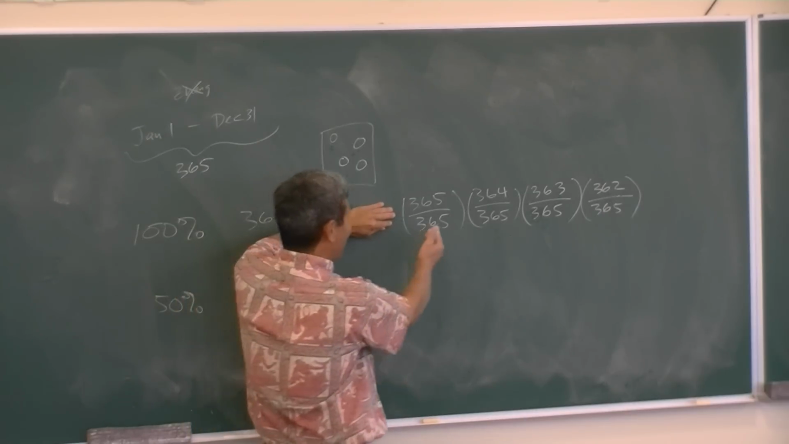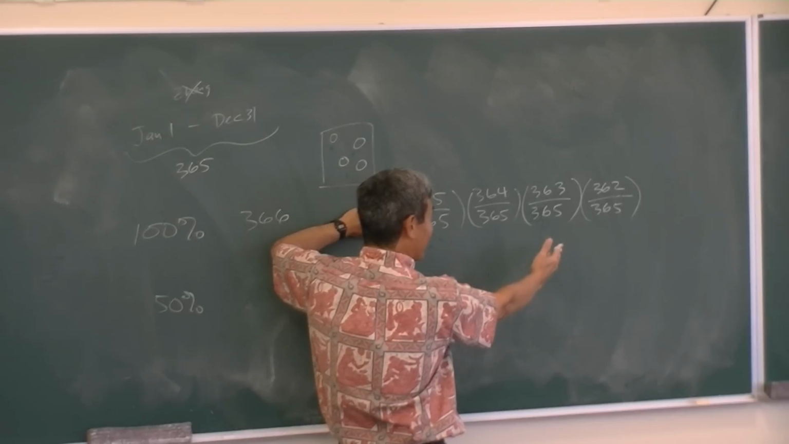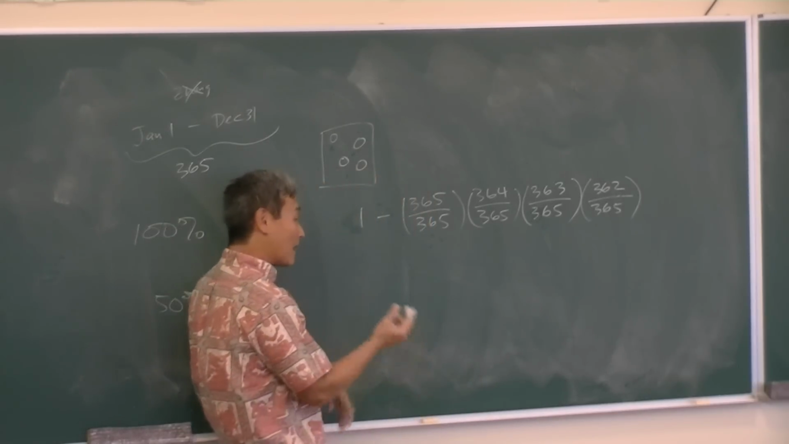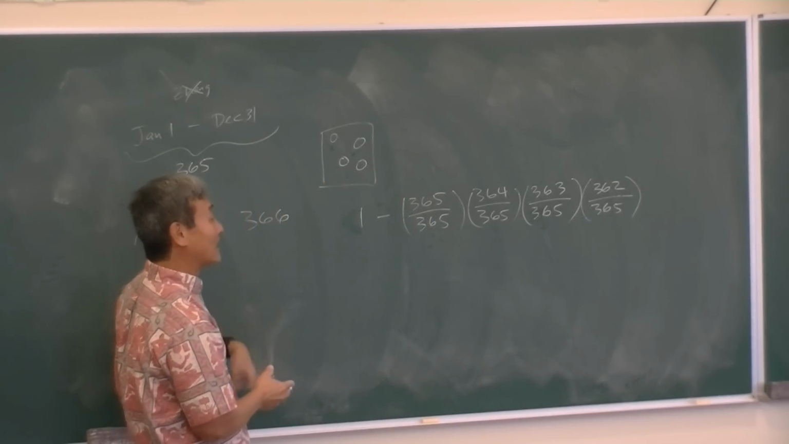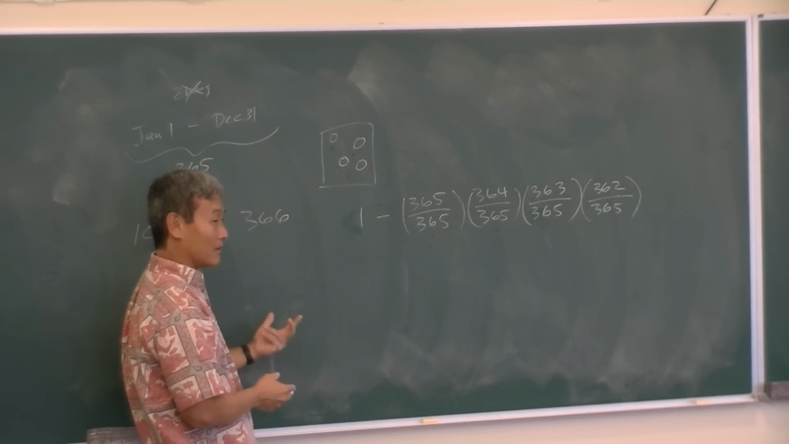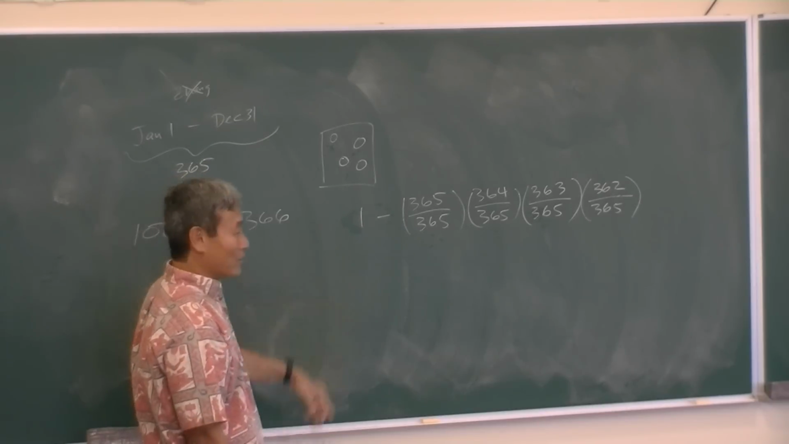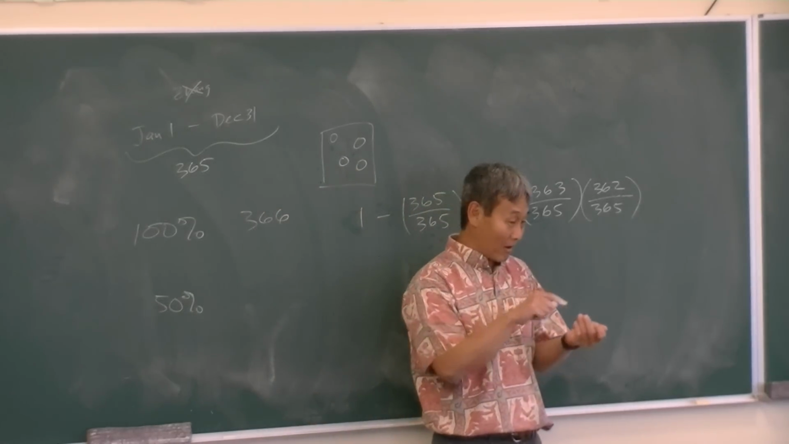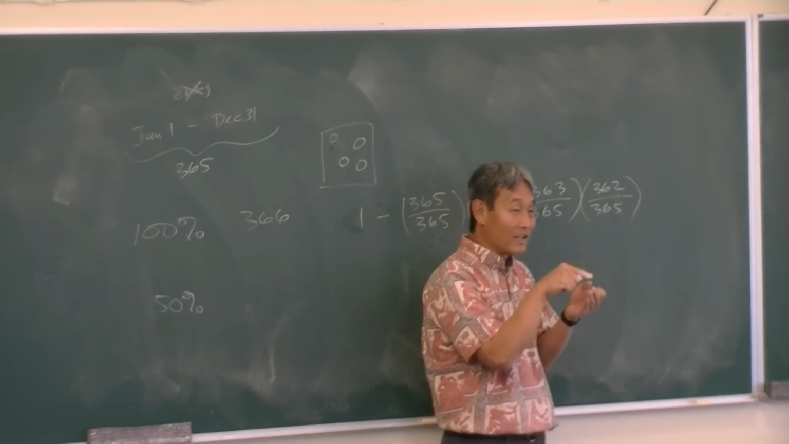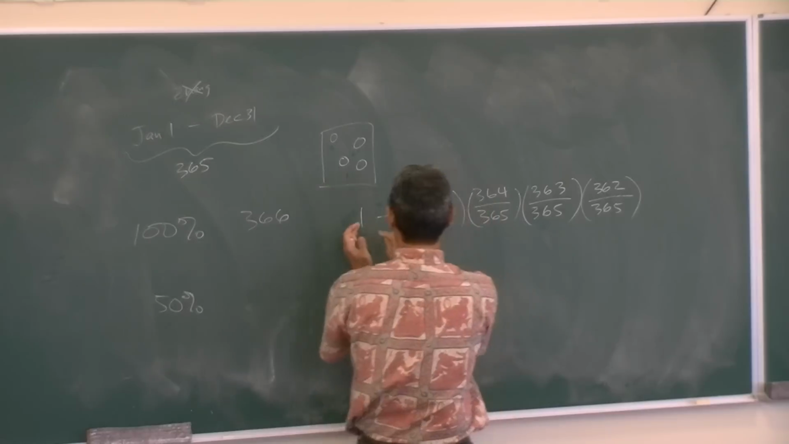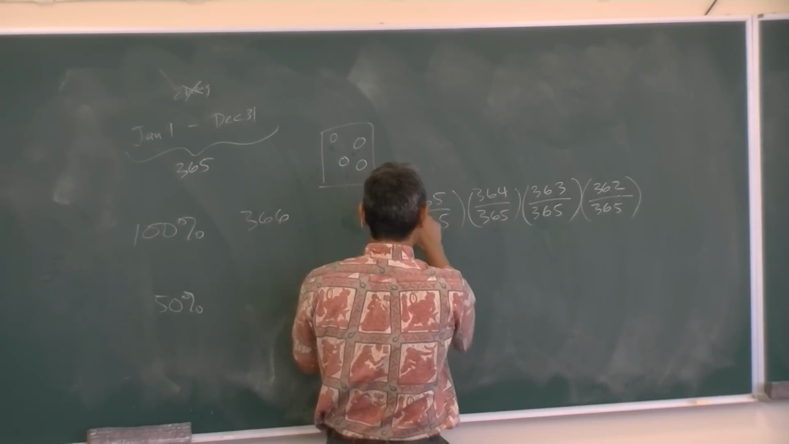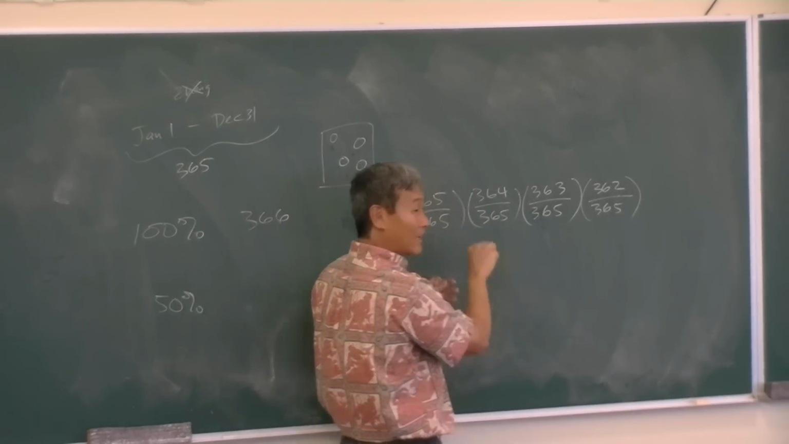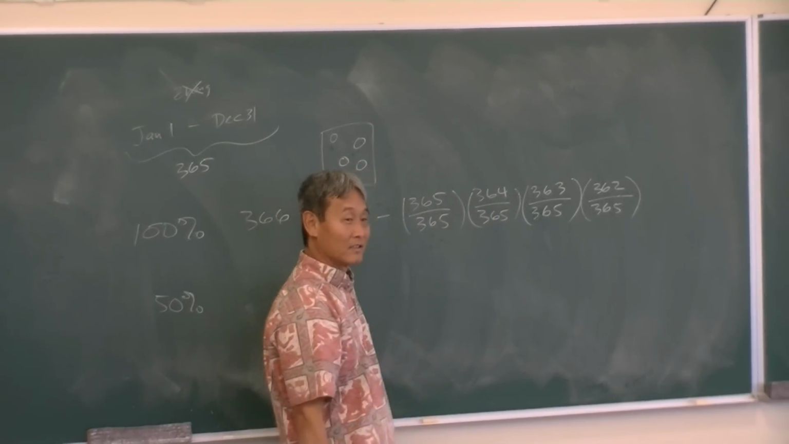So, this is the probability that all birthdays are different. If you subtract it from 1, you get the complement. That's the probability that at least 2 people have the same birthday. Okay, somebody compute this on your calculator or iPad or whatever. It's 1 minus this, and the thing computes it.